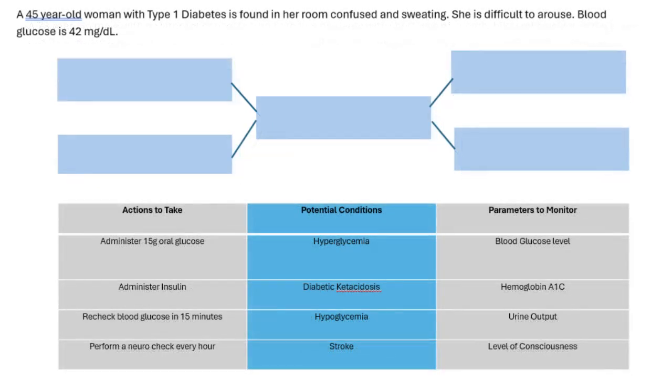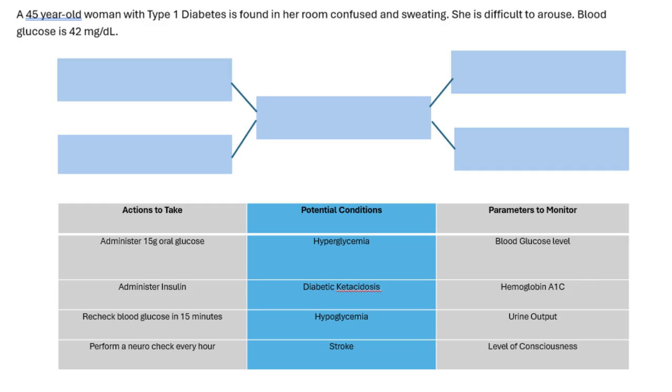Practice question number 2. A 45-year-old woman with type 1 diabetes is found confused and diaphoretic. Blood glucose, 42 milligrams per deciliter. This patient is having a hypoglycemic episode. Your job as the nurse is to act quickly, treat it, and then monitor for improvement. The clues in the case: confusion, sweating, and low glucose lead you straight to the right condition.